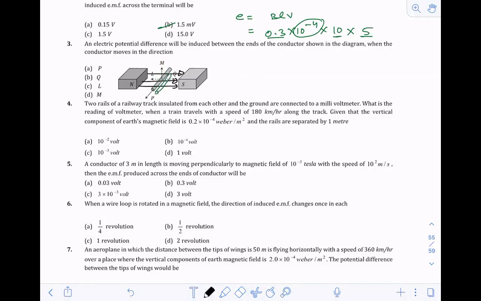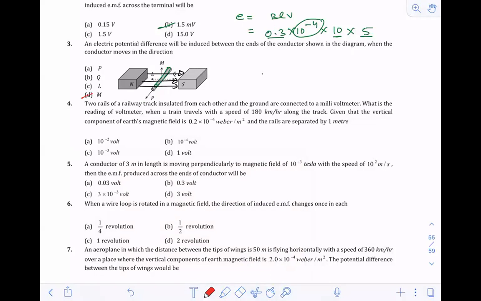So in the case of D, what will happen? The potential difference between the ends of the conductor will be there. So option D is correct here. Did you understand? Did you understand this question number 3?